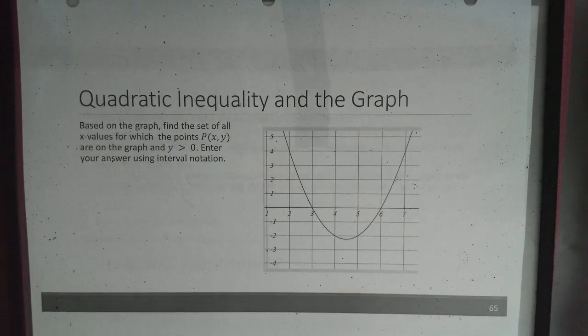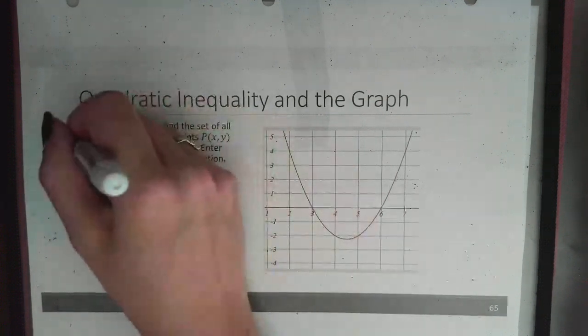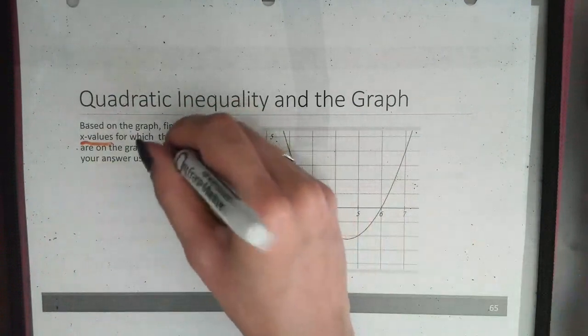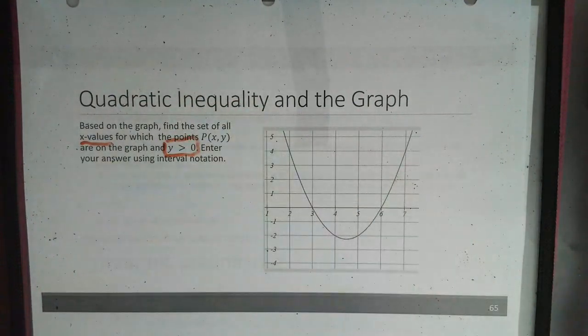It says, based on the graph, find the set of all x values for which the points P of x comma y are on the graph and y is greater than 0. Enter your answer using interval notation. So this uses a lot of words to try to convey something very simple. We are finding the x values such that y is greater than 0.